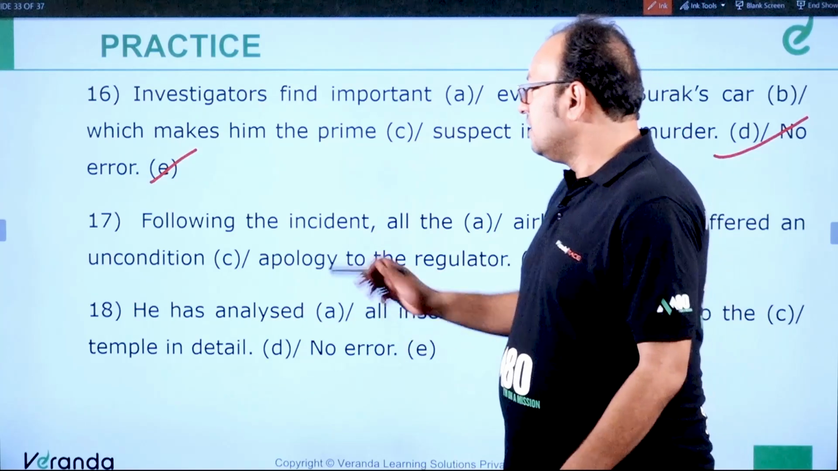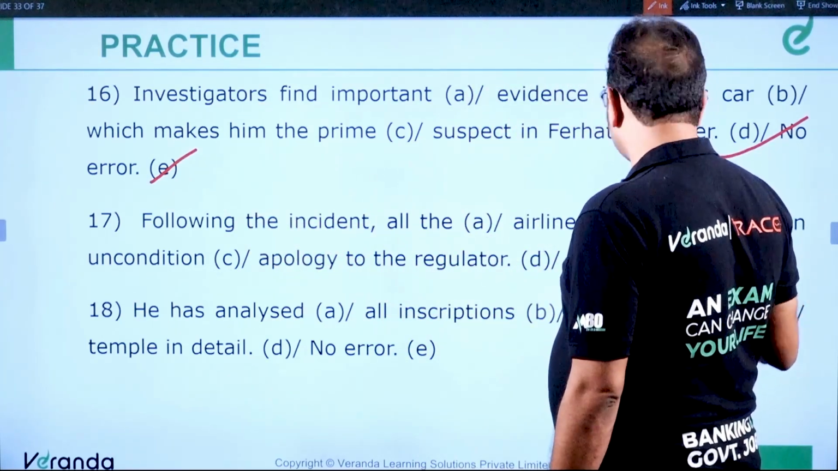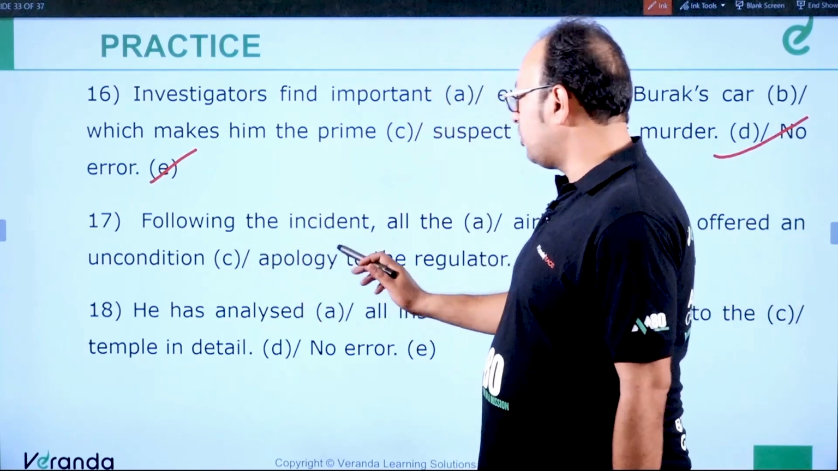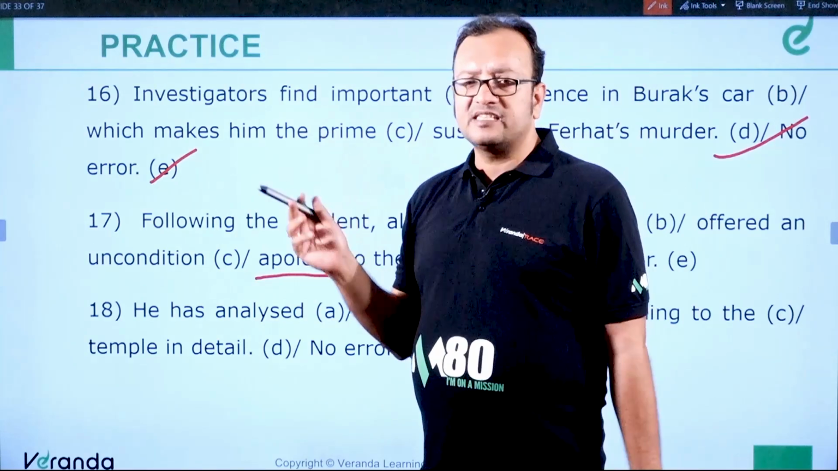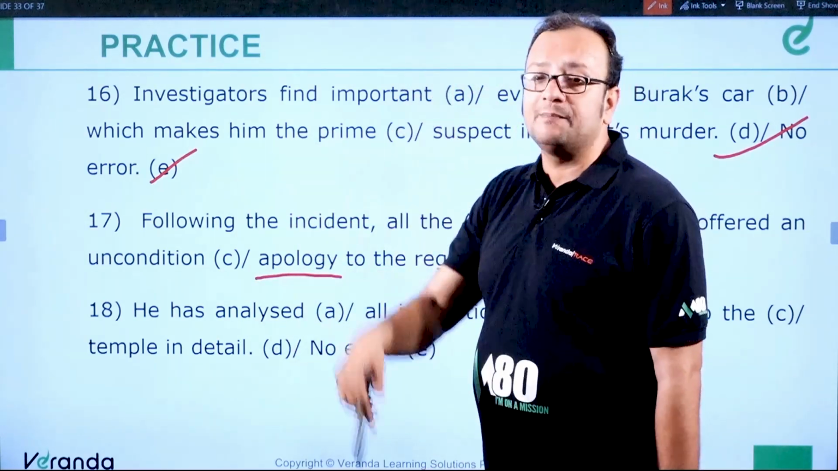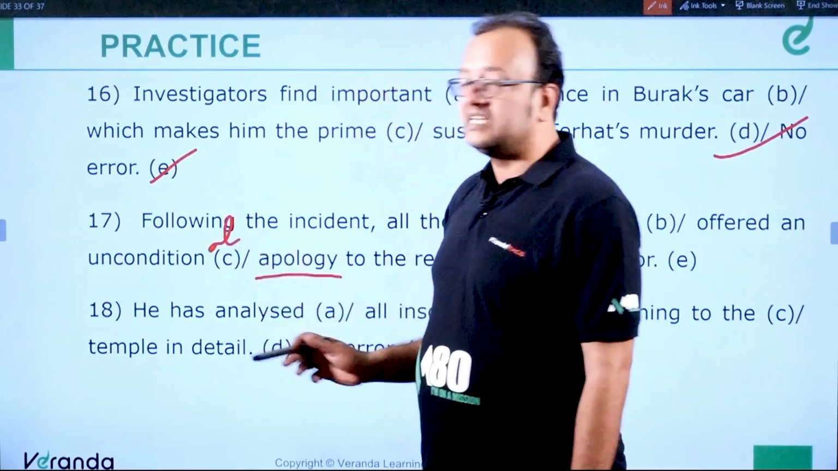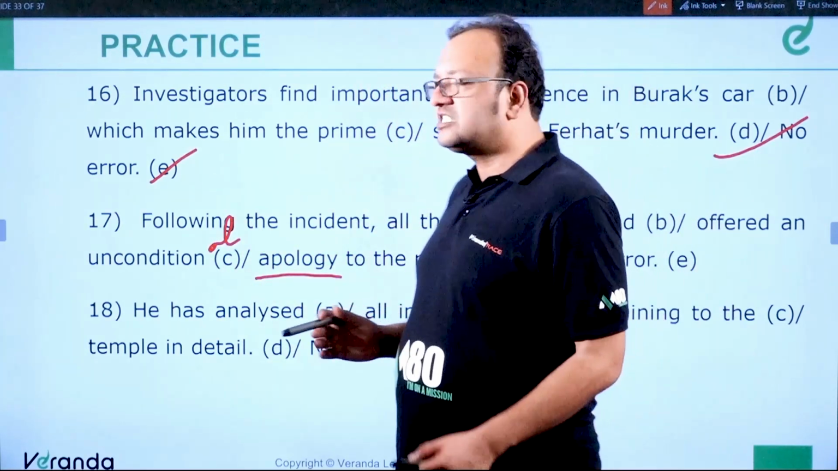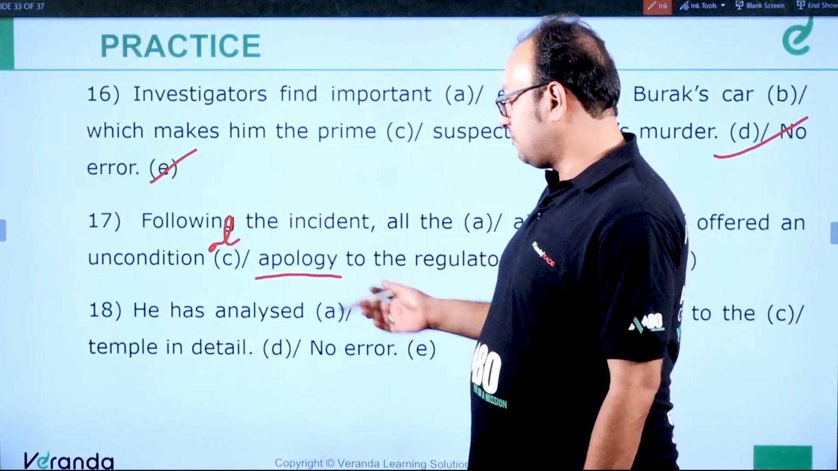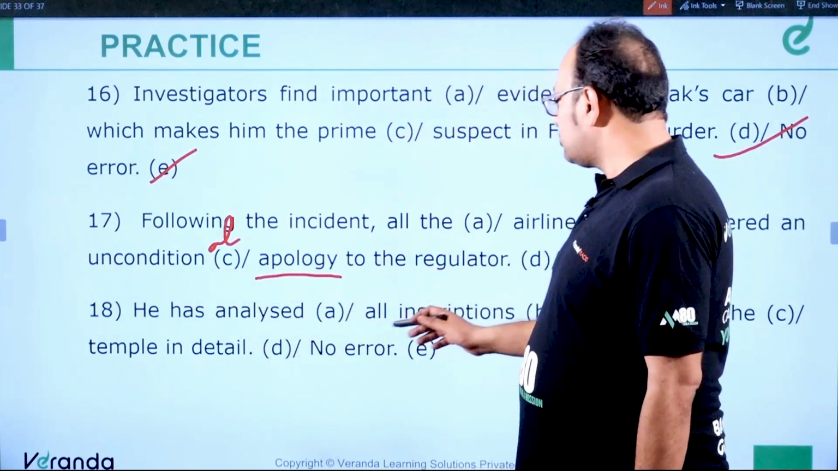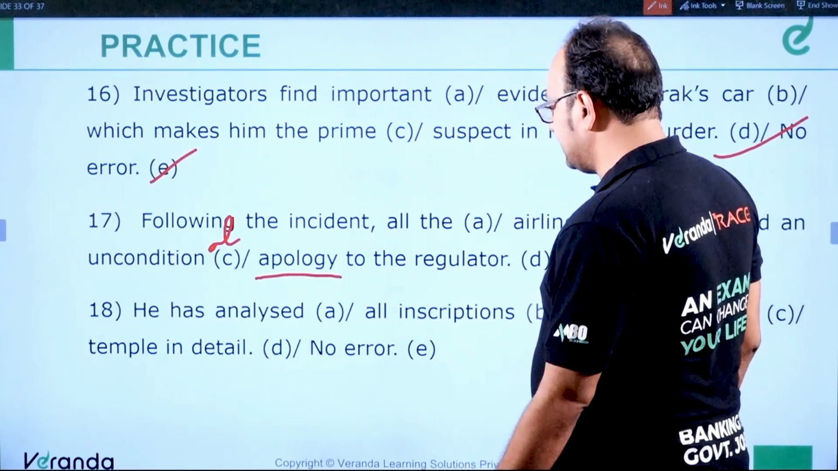Clear? Okay. Following the incident, all the airlines had offered an unconditioned apology to the regulator. Very easy question. Apology is a noun. It should be preceded by an adjective. So it should be unconditional. Unconditional. Clear? Unconditional is a correct word, which is an adjective. Unconditional apology.